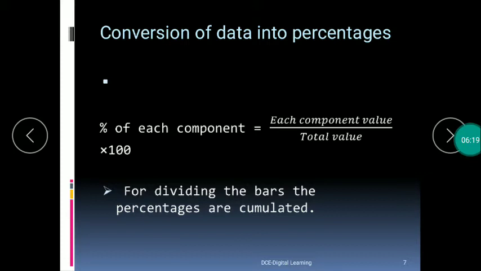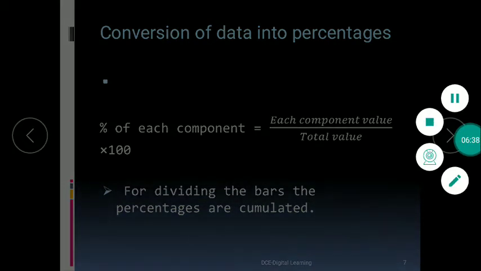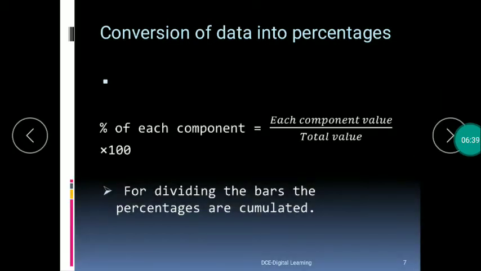So in order to convert the data into percentage, we use the following equation, that is, each component value divided by total into 100. And in order to make the calculation and preparation of the diagram easy, we can accumulate the percentages in order to make the drawing of the bars easy.